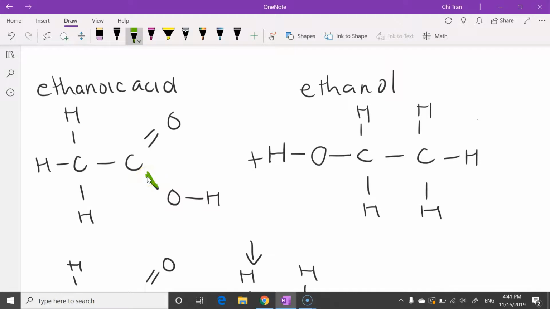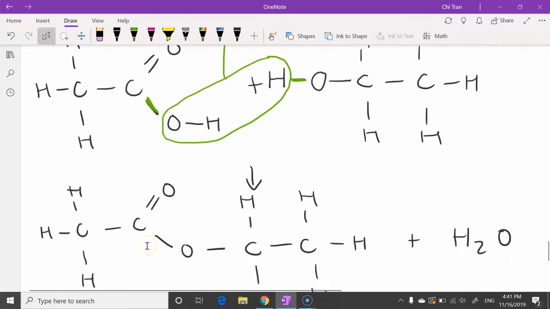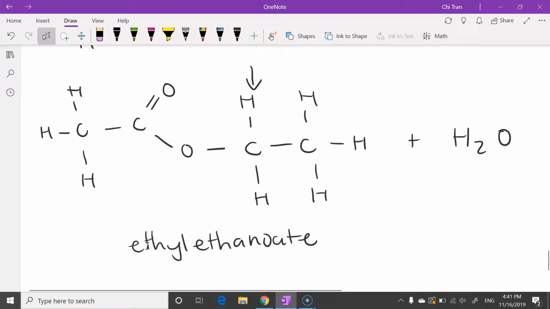And so what happened is the bond highlighted in green bond together, and the H and OH will actually be removed and create water. So as the product, we get ethyl ethanoate that looks like this, and water as well.